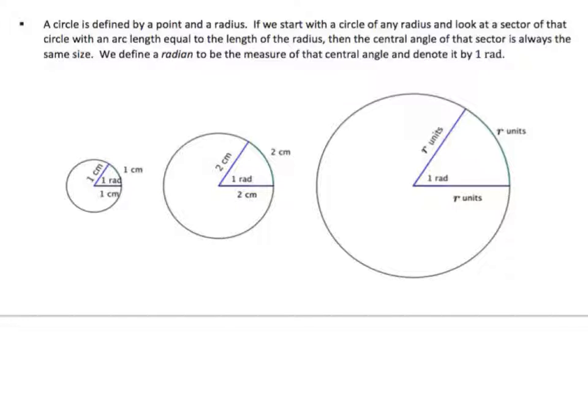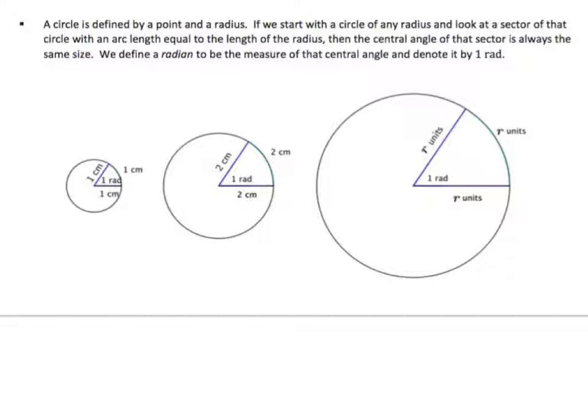A circle is defined by a point and a radius. If we start with a circle of any radius and look at a sector of that circle with an arc length equal to the length of the radius, then the central angle of that sector is always the same size. We define a radian to be the measure of that central angle, denoted by 1 radian, 1 rad.